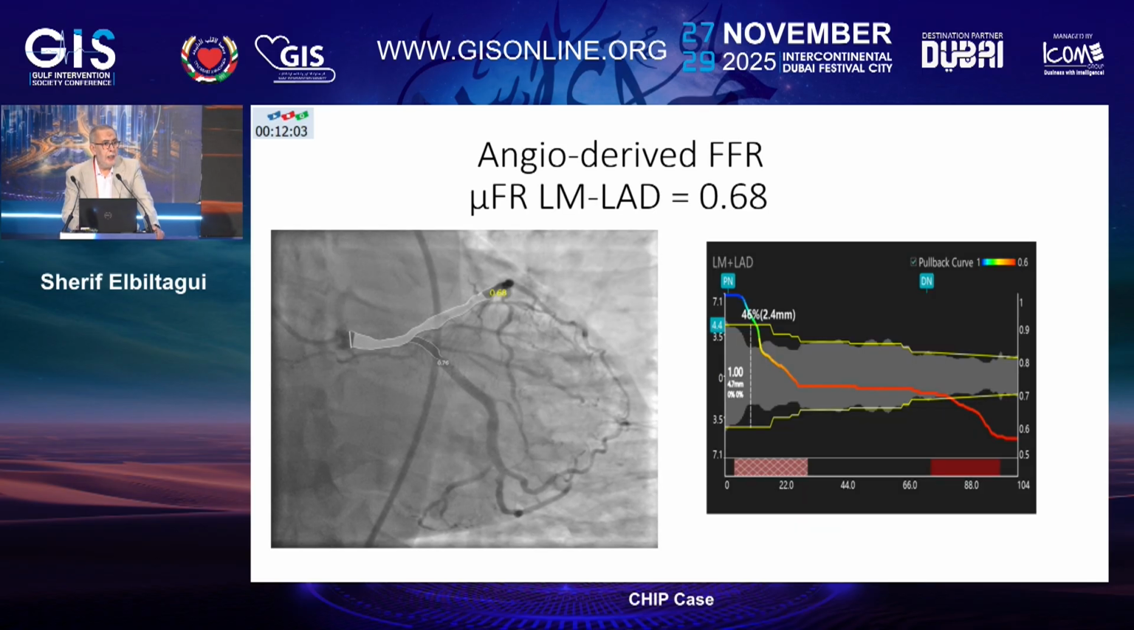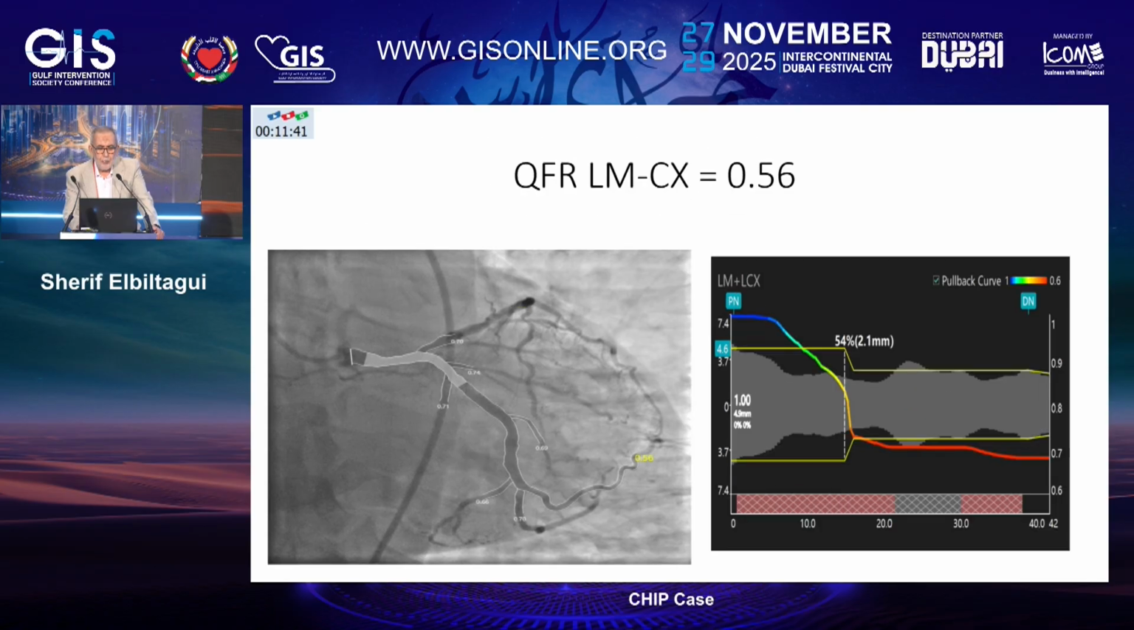So I felt it better to justify the clinical significance of such lesions, since I don't have very critical lesions on angiography. I did a QFR, and it showed us for the left main LAD 0.68 and for the left main CX 0.56.